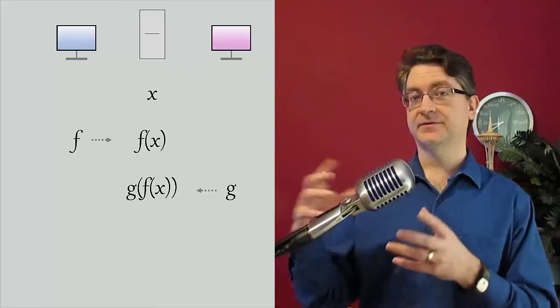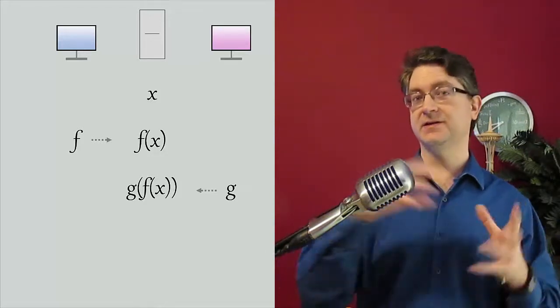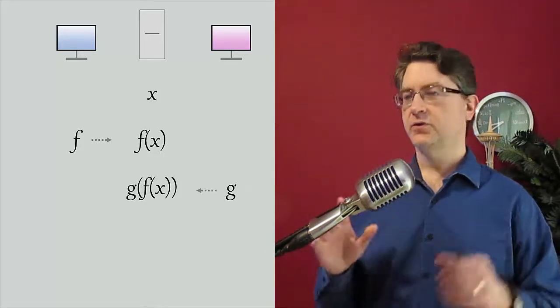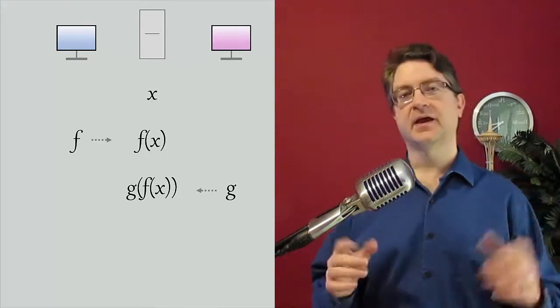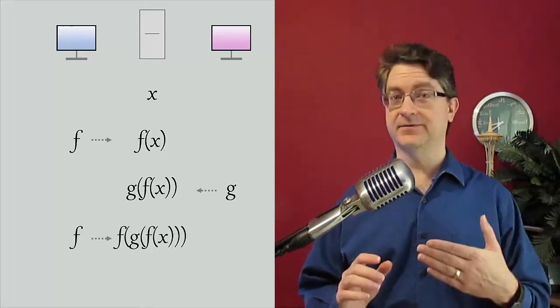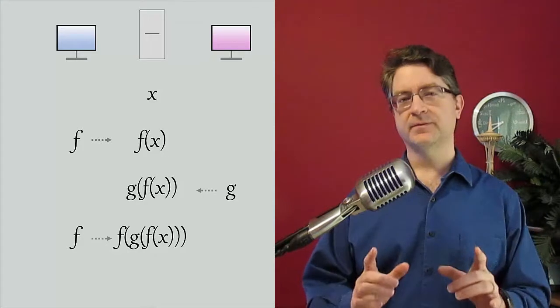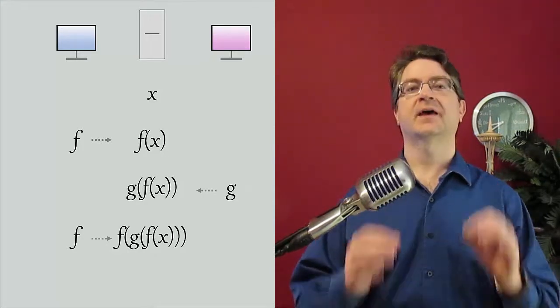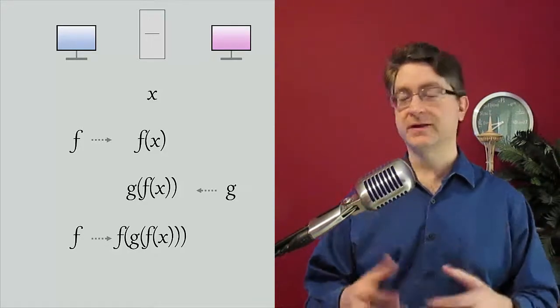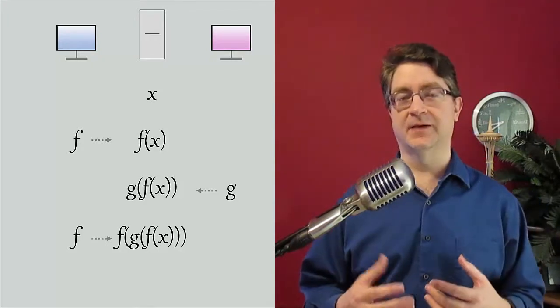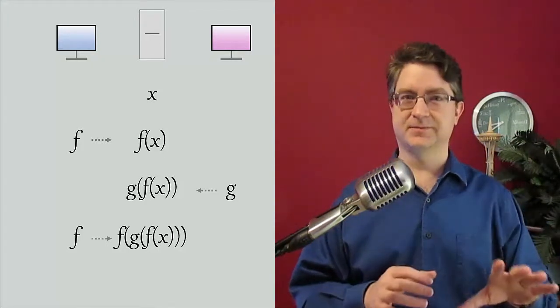So I've applied f to x, and I've applied g to that result. So now I'm in the state g of f of x, and then the first client retries f. At this point, I want to guarantee that f, even though you've retried it and something else has changed in the meantime, doesn't change the state of the system.